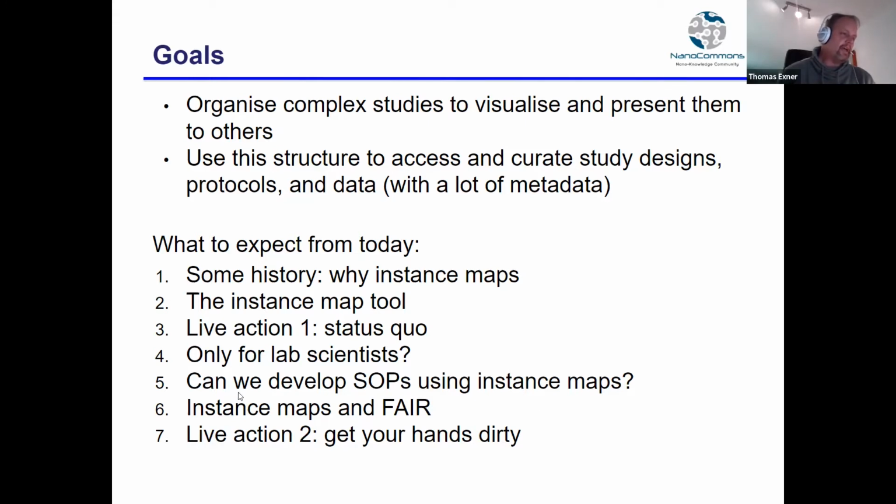Then going back a little bit into this area of data again, instance maps and FAIR, and then whenever you're still happy to do something, you can go in. Many of you should have received a passport today, therefore you can go there. You should be able to see more or less everything I present, and we will then also share more on that.